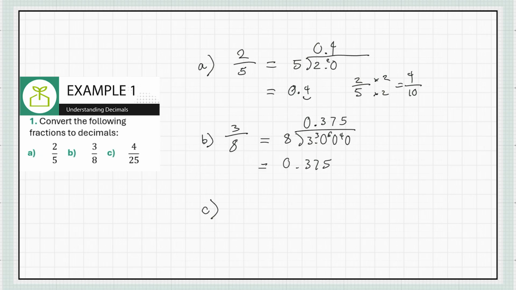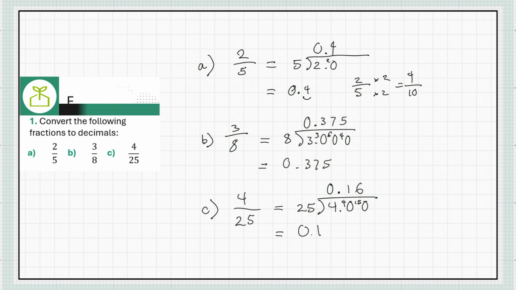Okay, let's look at C. So for C, we have 4 over 25. And 4 over 25, let's just express that as a division problem. So 25 into 4. Now, 25 doesn't go into 4, so we can write this as a decimal number. Write this as remainder 40, 25 into 40. Well, that will only go one time, and then we'll have a remainder of 15. So 25, how many times does it go into 150? It goes into that 6 times. So this is 0.16.